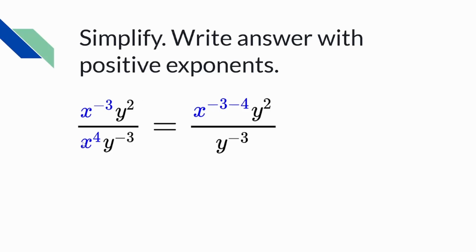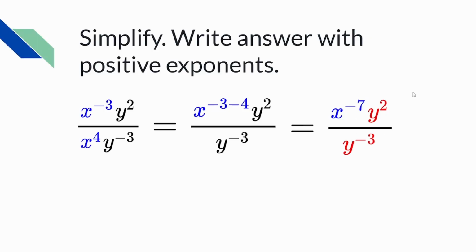I have the same base to 2 powers and they're connected by a quotient. That's when I subtract the exponents. So I have x to the negative 3 minus 4. That equals x to the negative 7. Okay, so we've taken care of the x's.